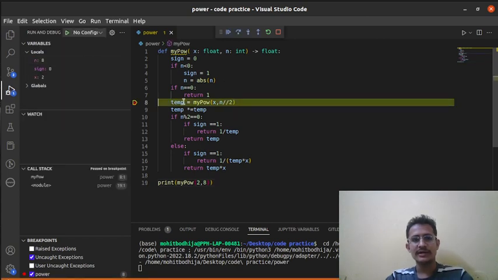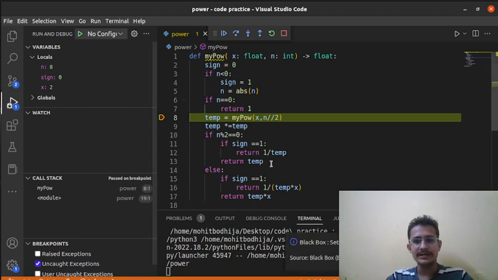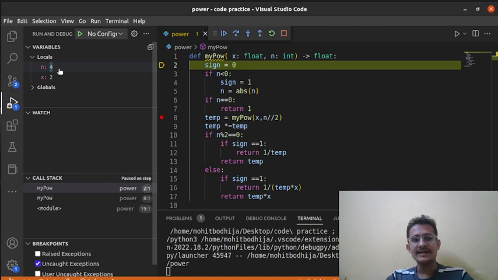So initially, let me zoom a little bit so you can see it clearly. Initially n value is 8, sign is 0 because it is positive, and x is 2. So we are calculating 2 to the power 8. Here n will be n by 2. So let us step down. Now n has become 4 because it was divided by 2.